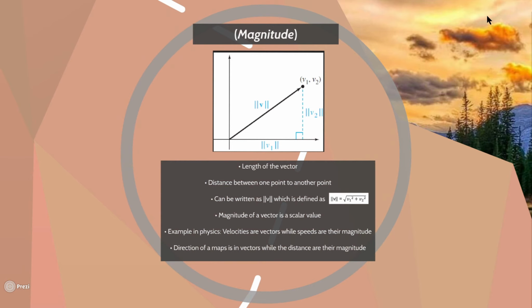Magnitude in a vector is the length of the vector. It can be described as the distance from one point to another point. The magnitude can be written as shown in the equation, which is defined as magnitude of V equals the square root of V1 squared plus V2 squared.